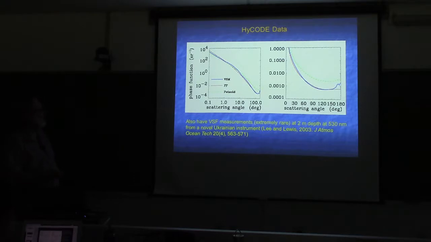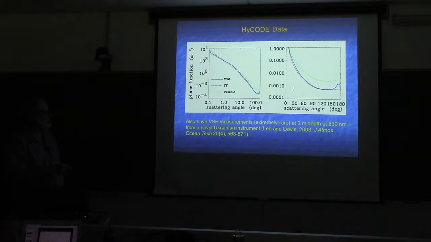Okay, here's the volume scattering data we had at 530. So this is at 2 meters depth. The blue curve is the actual measured value from the volume scattering meter. The red dot is the corresponding Fournier-Forand phase function, and the green curve is the Petzold function. So you see Fournier-Forand is really close.